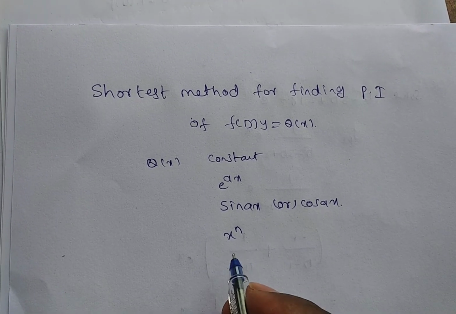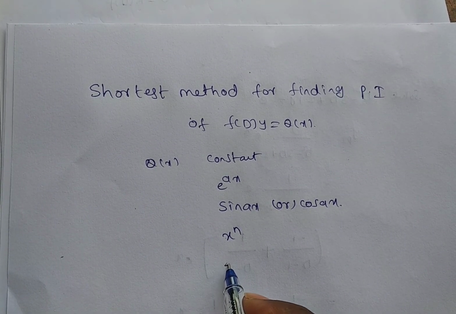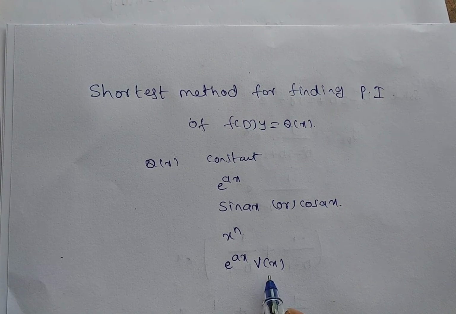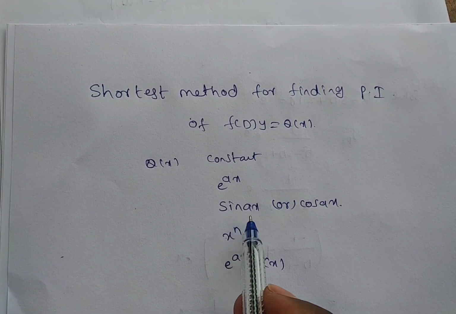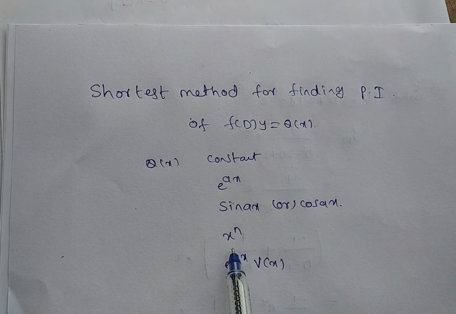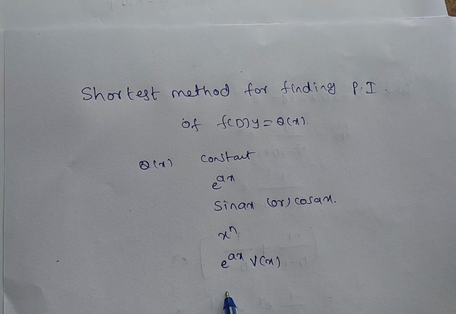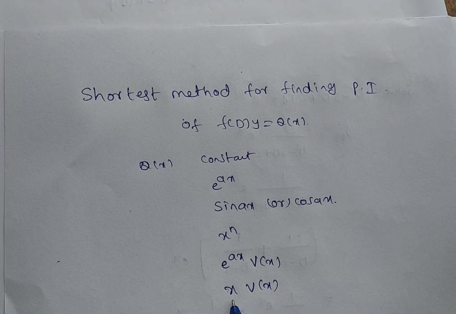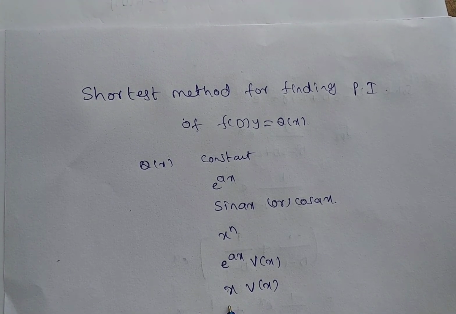Next, after this you will get the product e power ax into v of x form. Here v of x may be a constant, v of x may be sin ax or cos ax, v of x may be x power n form. Next you have x into v of x. Here x power n. Of course, generally in BTech we are discussing x square v of x maximum.